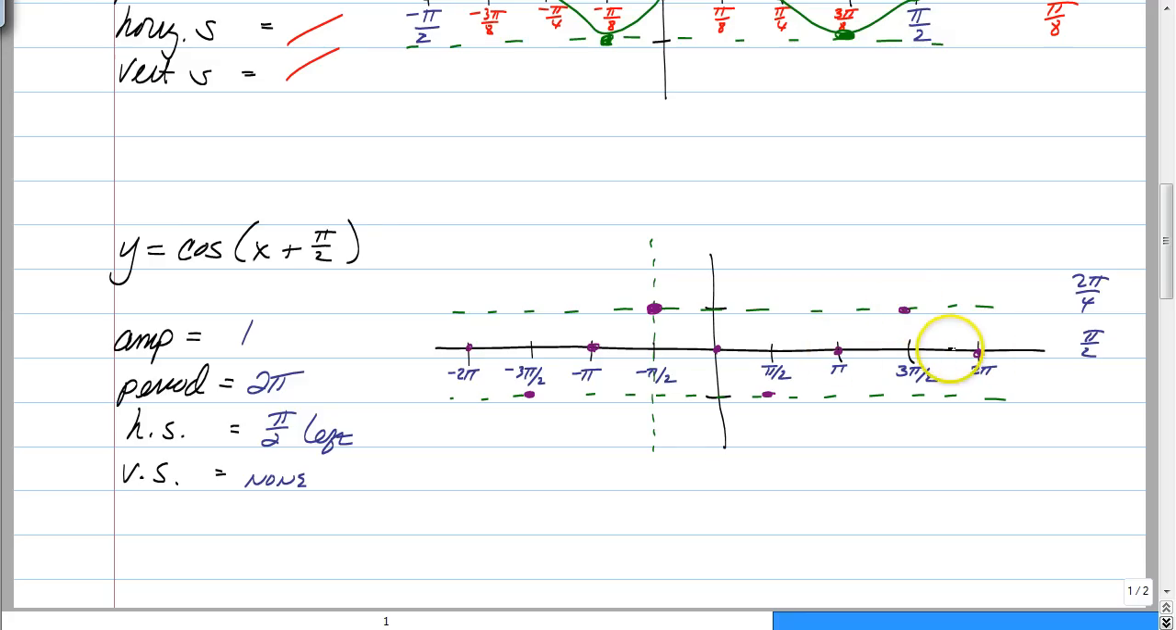So after you get your dots plotted out, we just do a little swoop, and that is the only thing a horizontal shift does. Okay, so in the next couple examples, we're going to tie a few things together.